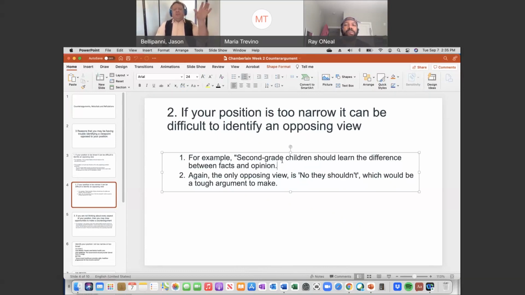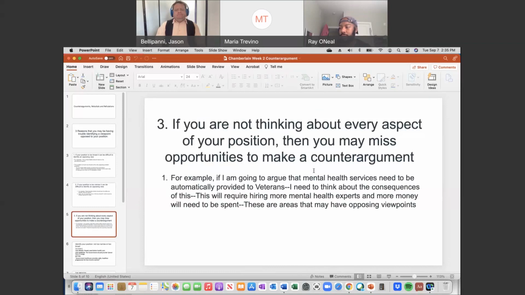So you need something, this is the whole game, something that's right in the sweet spot of being specific enough and not too broad, but arguable. Okay, if you're not thinking about every aspect of your position, then you may miss opportunities to make a counter argument.